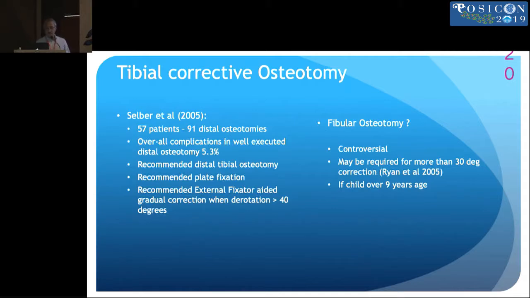However, Selber produced a very nice paper in 2005, and he looked at 91 distal osteotomies. Overall complications in a well-executed distal osteotomy are about 5%. He recommended a distal osteotomy, plate fixation, and an external fixator if the deformity is very large and needs gradual correction. Regarding fibular osteotomy, it's a bit controversial, but it may be required for more than 30 degrees of correction, and if the child is over 9 years of age.